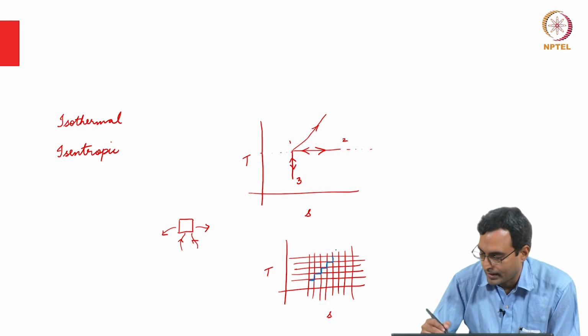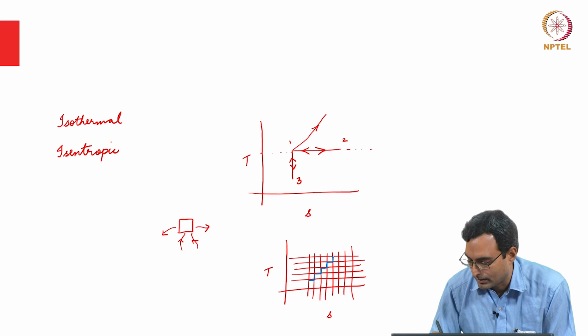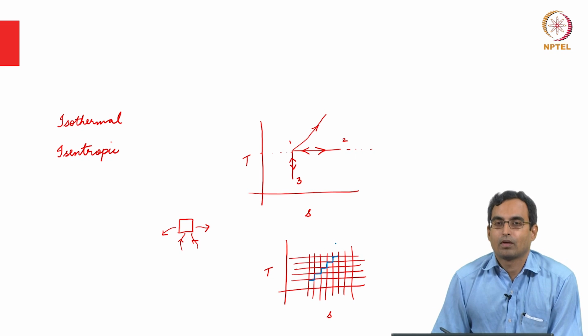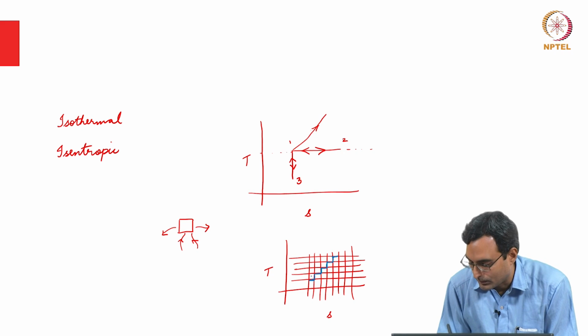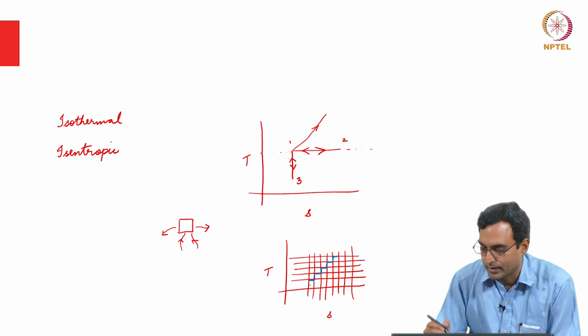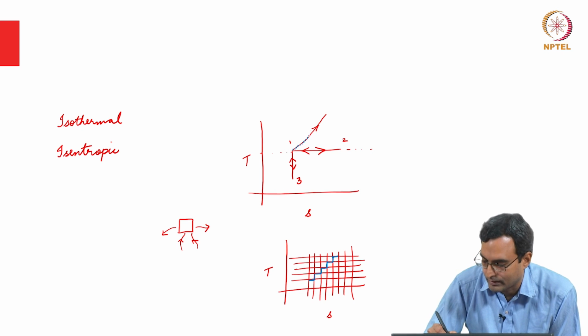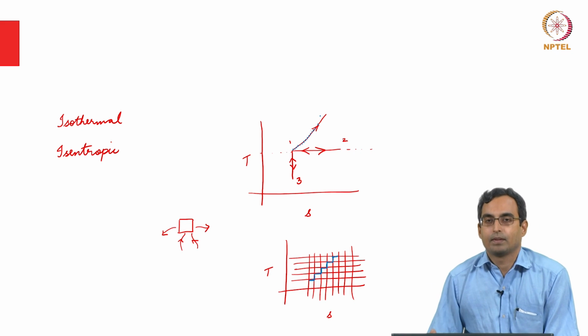So, I can think of this isobar as being made in this fashion by a combination of isothermal and adiabatic processes, if these were really closely spaced together. So I could think of this as being a combination of isotherms and reversible adiabats, which then gives me any process of this kind.